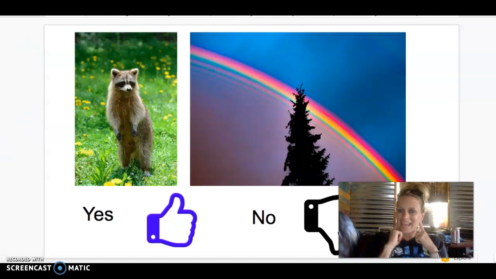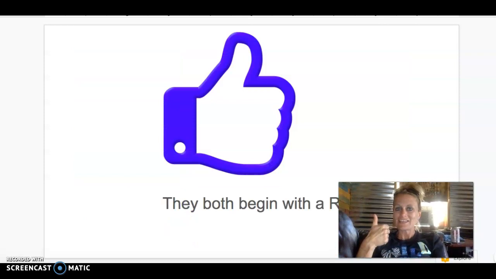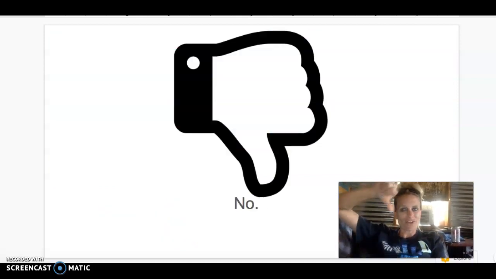A quick sound game of, do these words have the same beginning sound? Yes or no? So get your thumbs ready. Raccoon and rainbow. Do they have the same beginning sound? Yes, they both begin with an R. All right, the next one. Barn, school. What do you think? No, barn begins with the B and school begins with a S.